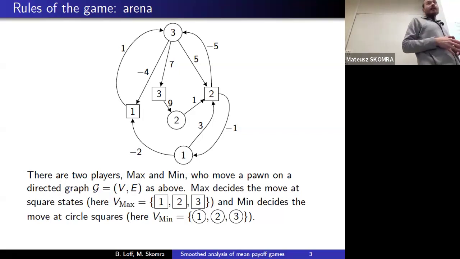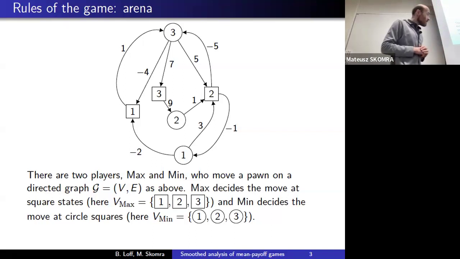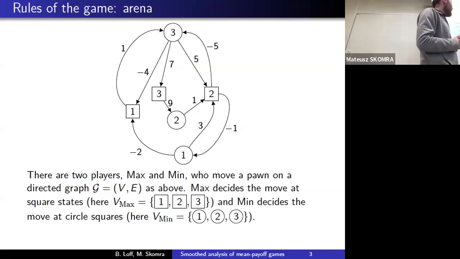So we have a directed graph, and we have two players, min and max. The nodes of this graph are divided into two sets. There are nodes controlled by player max, the square nodes on this picture, 1, 2, and 3. And there are nodes controlled by player min, 1, 2, and 3 in circles. Okay. And how do players play the game? You imagine that there is a pawn or a token, and this token is placed on one of these nodes, right?